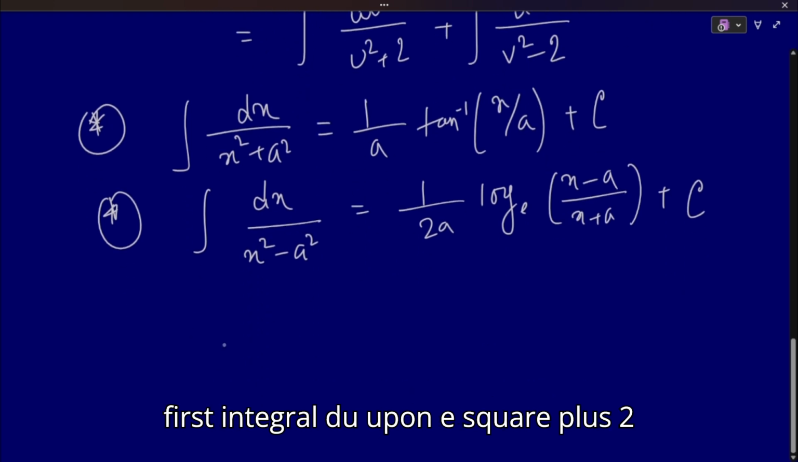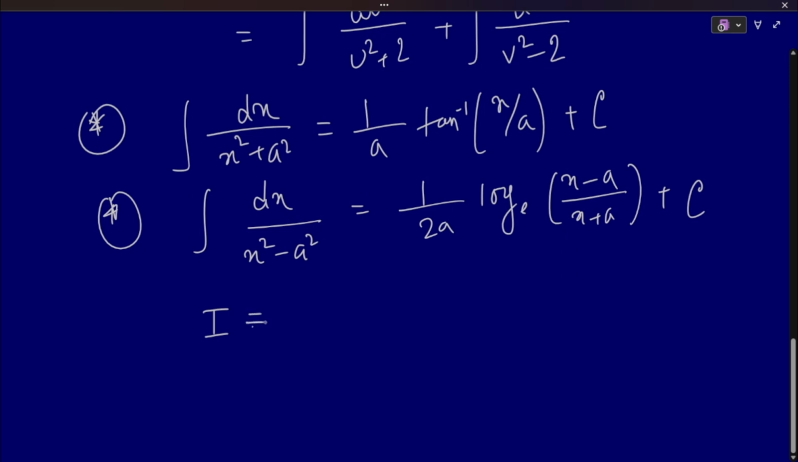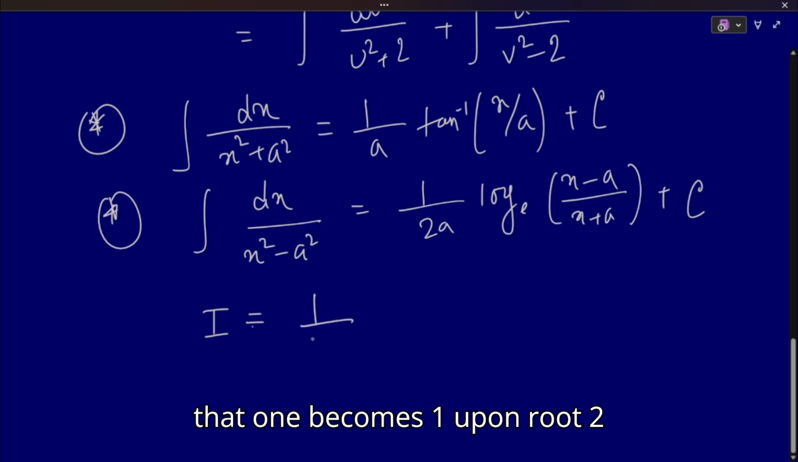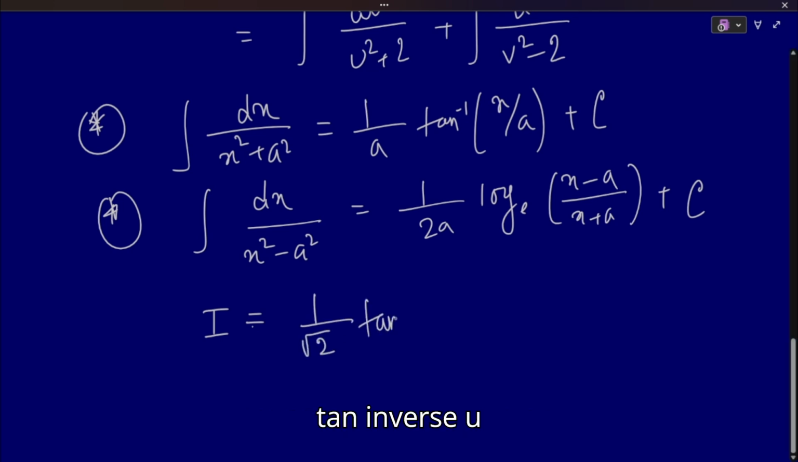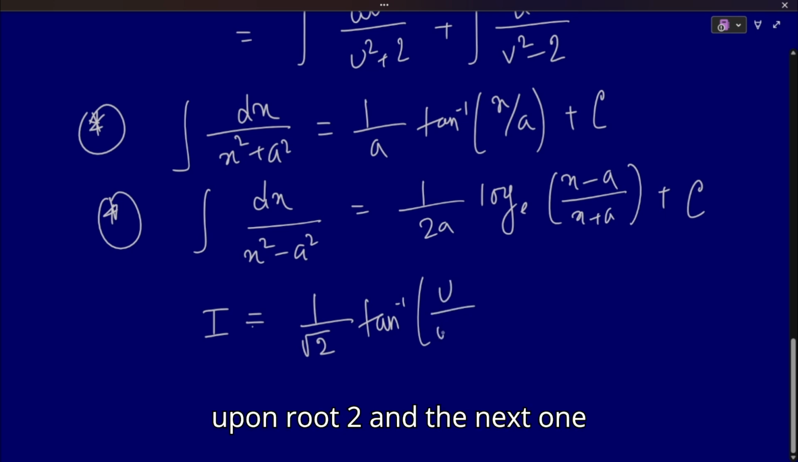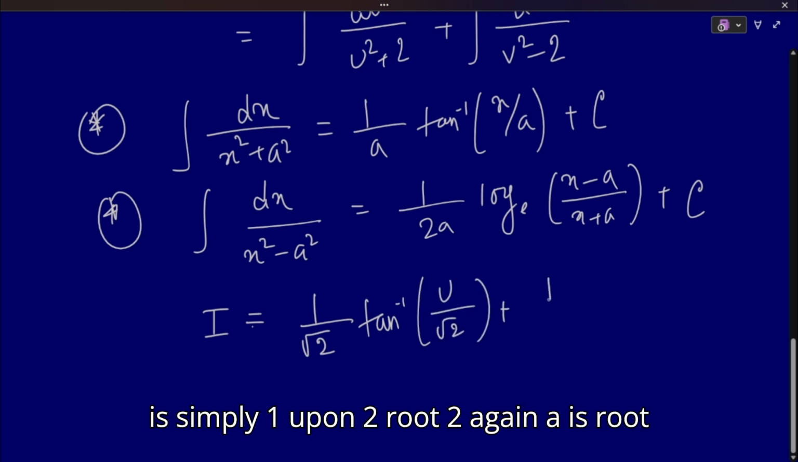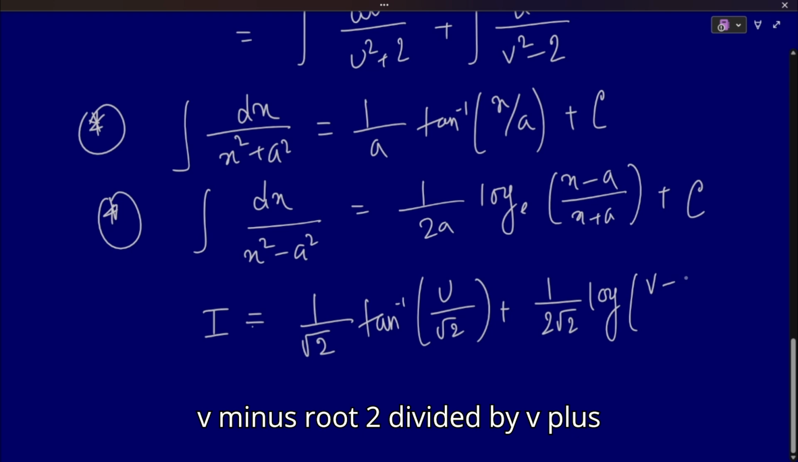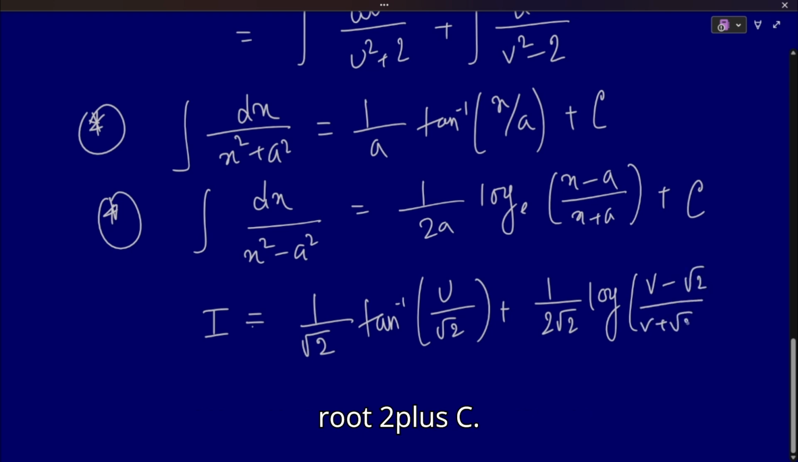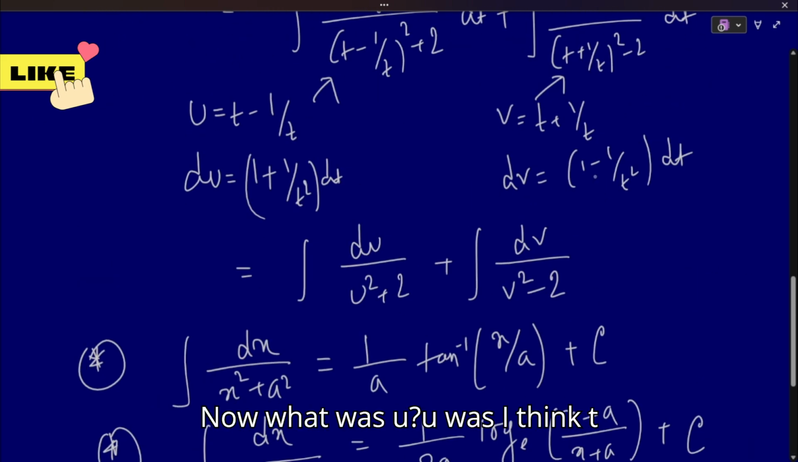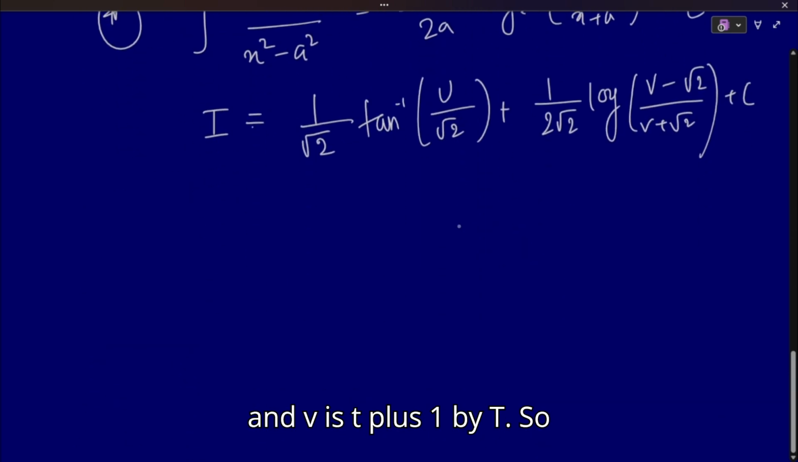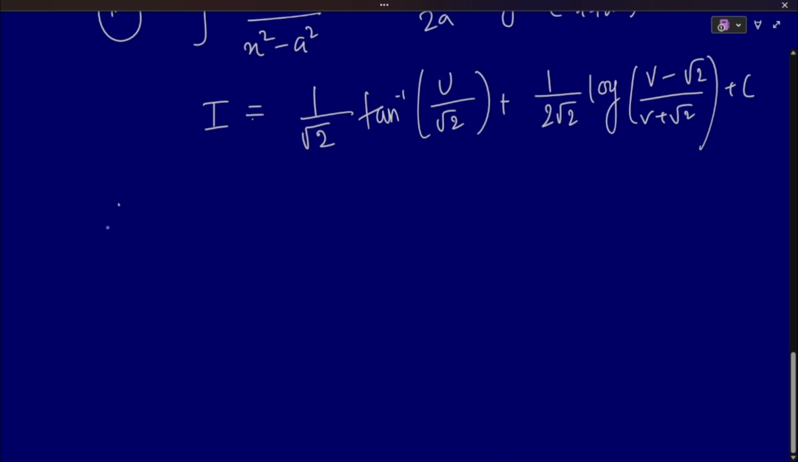So in the first integral, du upon u squared plus 2, our a is basically root 2. If you can notice, 2 is root 2 whole squared, right? So that one becomes 1 upon root 2 tan inverse of u upon root 2, and the next one is simply 1 upon 2 root 2, again a is root 2, log of (v minus root 2) divided by (v plus root 2) plus c. Okay, now what was u? u was, I think, t minus 1 by t, right? u was t minus 1 by t and v is t plus 1 by t.